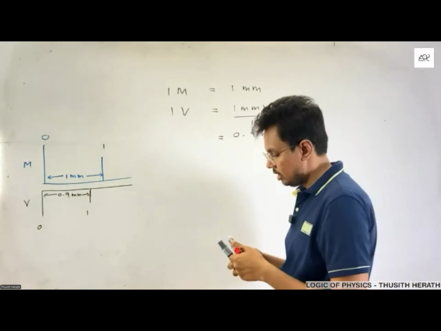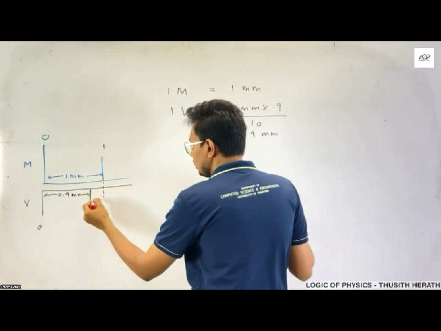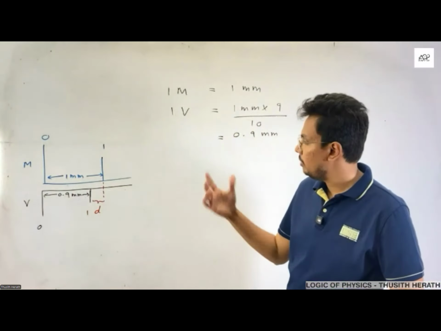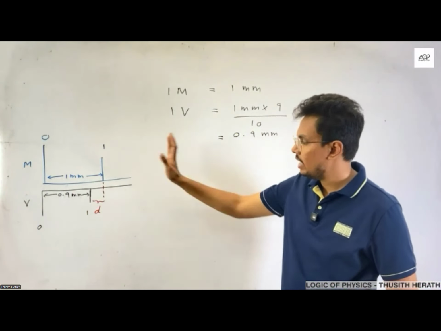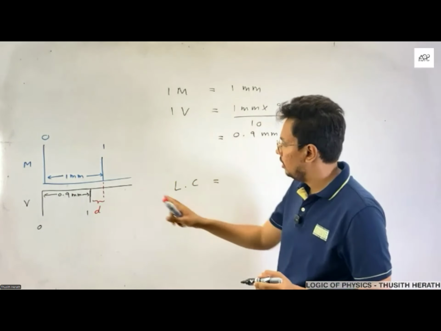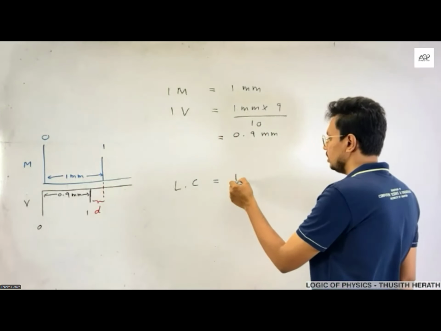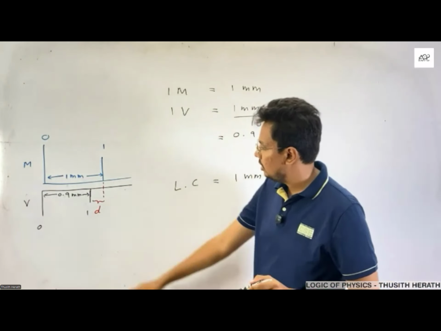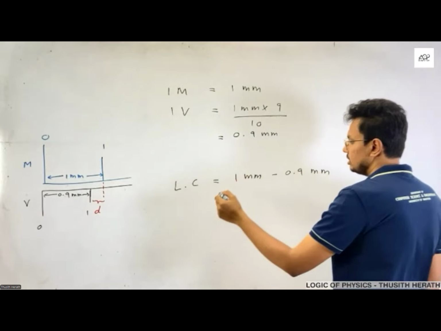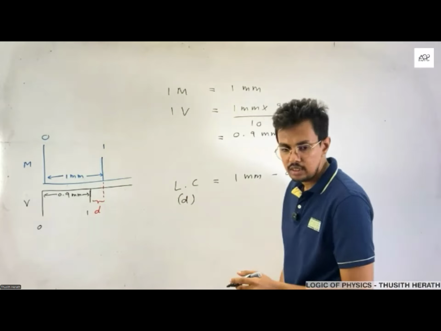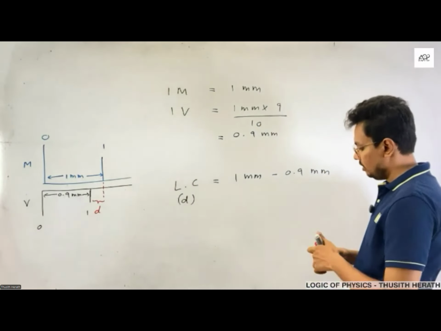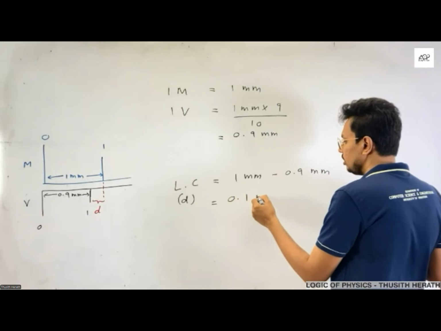So the minimum distance is this much. This is the minimum distance you want to slide the vernier scale on the main scale to coincide with the line of the main scale. So least count equals this 1 millimeter minus 0.9 millimeters. Really, the least count here is the D. D is the least count, the minimum distance that the vernier scale should be slid in order to coincide with the main scale line. Here the answer is 0.1 millimeters.